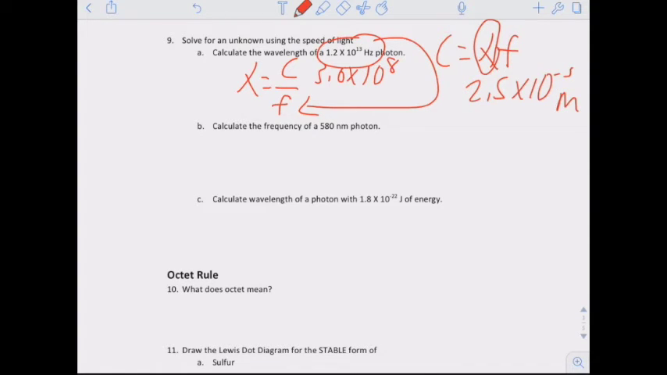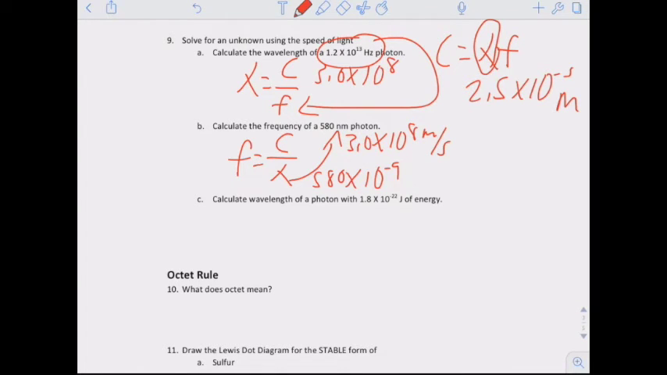Now on the next one, it says calculate the frequency of a 580 nanometer photon. And so that's the wavelength of it. And so we're calculating frequency, which is going to equal the speed of light divided by wavelength. Remember that wavelength has to be in meters. So we go ahead and put this 580 times 10 to the negative ninth, and that'll go ahead and put it in meters for us. And then we have 3.0 times 10 to the 8th meters per second.